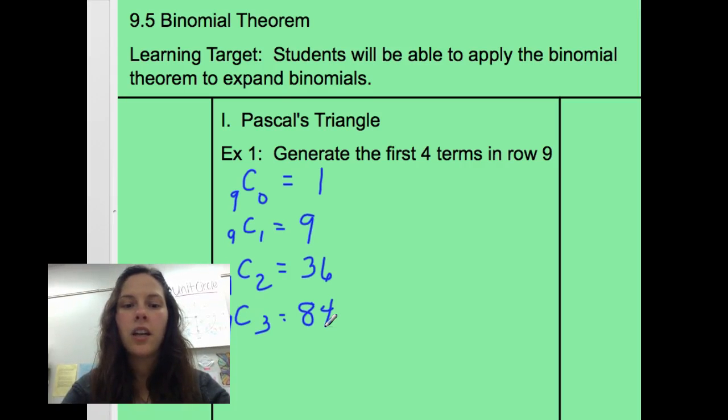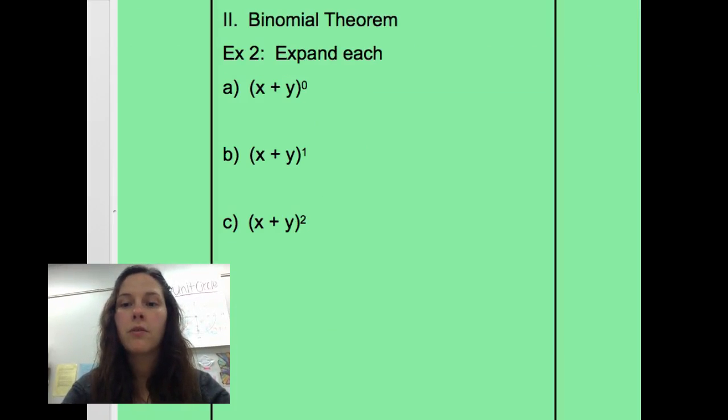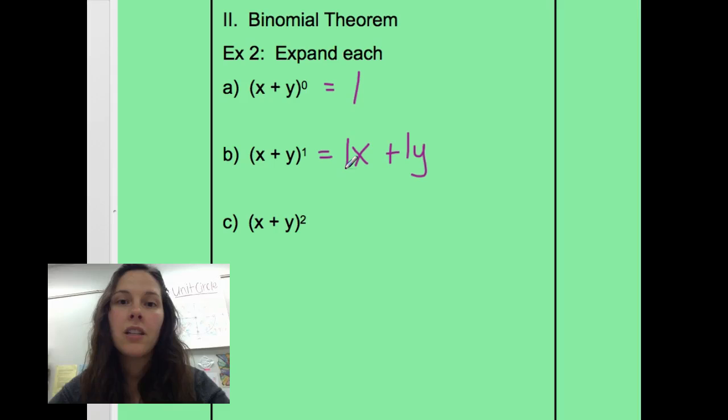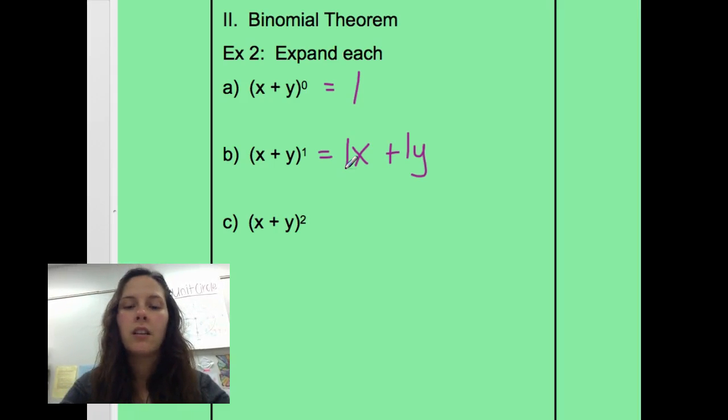Next, we're going to take a look at what's called the binomial theorem. So first we're going to start by expanding some simple binomials. So for example, our first one, x plus y to the 0 power. Anything to the 0 power is 1. x plus y to the first power is x plus y. I'm going to throw the coefficients of 1 on there because when you expand a binomial, it relates to Pascal's triangle. The coefficients do, so I want you to see those.